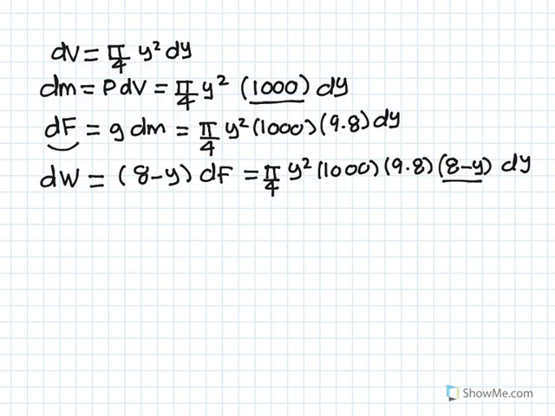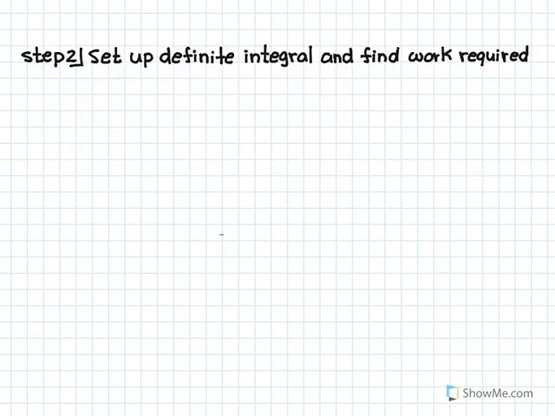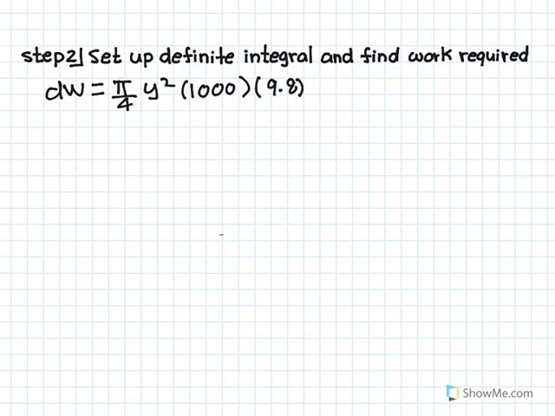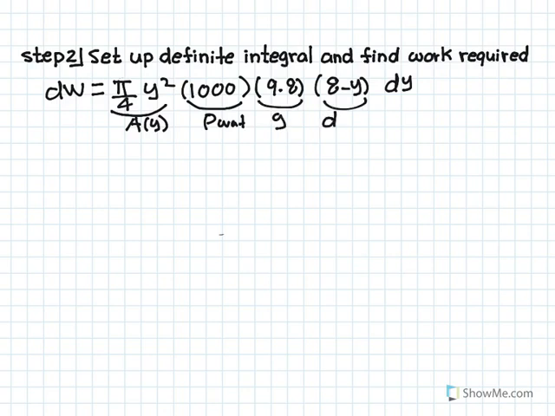All right, so now let's set up a definite integral and find the work required. So differential W, we found it to be pi over 4 times y squared times 1,000 times 9.8, gravity, times the distance traveled, 8 minus y, dy. Just to break it down, this part is the cross-sectional area as a function of y. This part is the density of water. This part is gravity, g, and this part is distance.